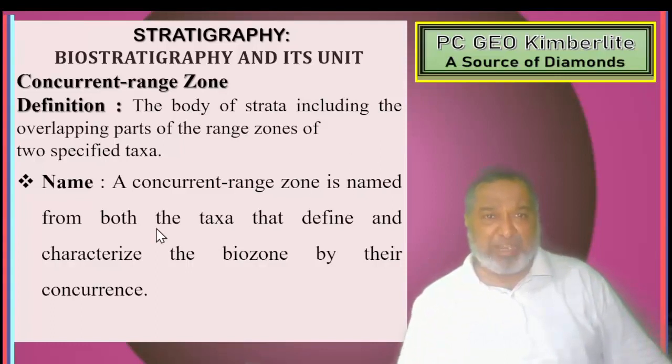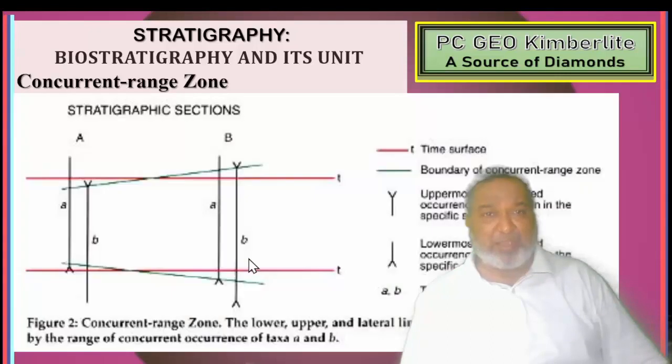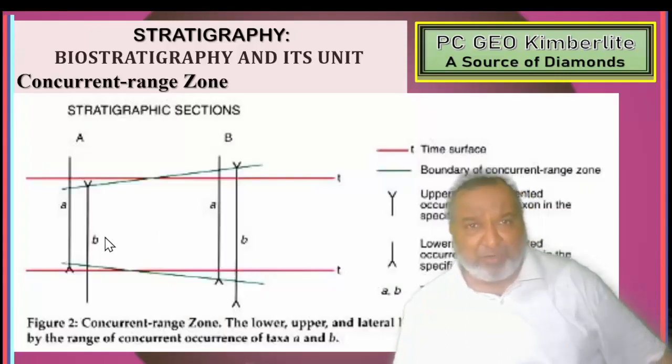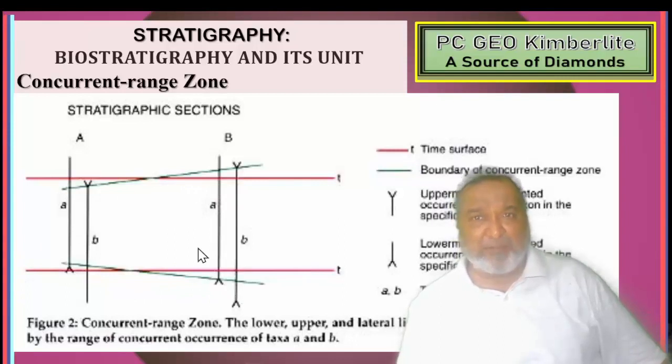The concurrent range zone is named for both taxa that define the character of the biozone by their occurrence. Yes, here we have this one. The time surfaces are shown by the red lines, and this is the boundary of the concurrent range zone, which has been shown by the green ones.